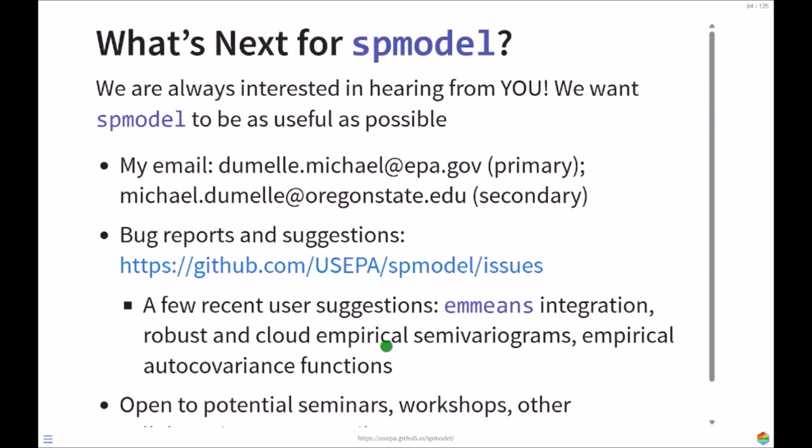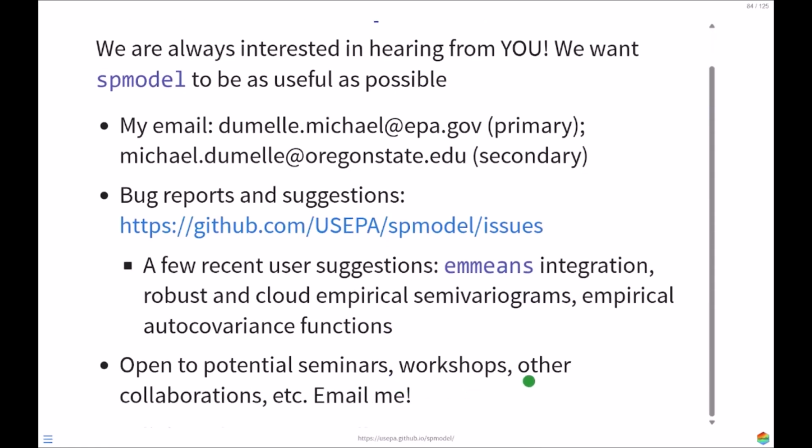Users have suggested a lot of things recently: EM means integration, different empirical semivariogram tools, auto covariance and correlation functions. These have all been things that users have asked for. And then I'm certainly open to potential seminars, workshops, and other collaborations as time permits. So don't hesitate to reach out and email me.